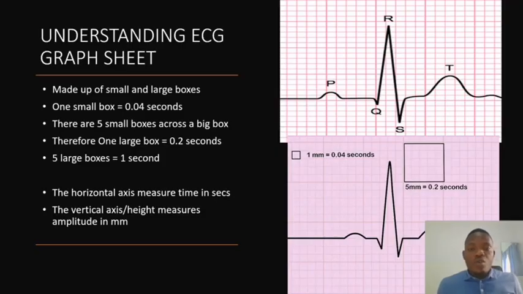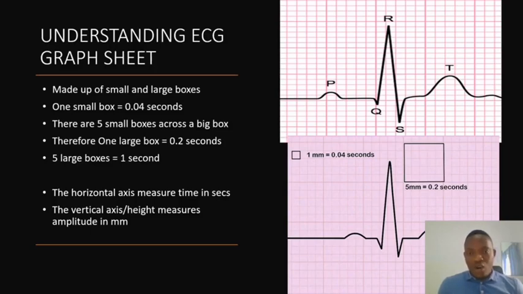You can pause the video now and take a glance at them. The first thing we would learn on understanding the ECG is the graph sheet, the ECG graph sheet. The ECG is drawn on graph sheets, and the graph sheet is divided into small boxes and large boxes. If you take a close look here, this is what we call the small box. Taking it from here, this is a small box. A small box.